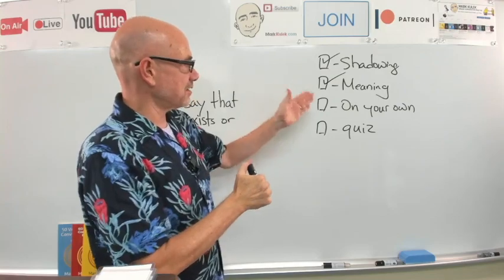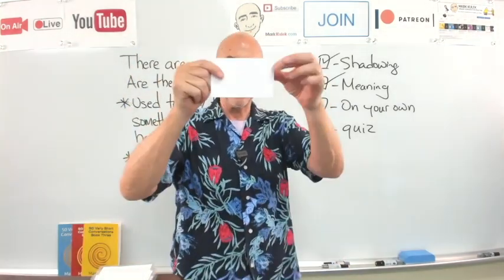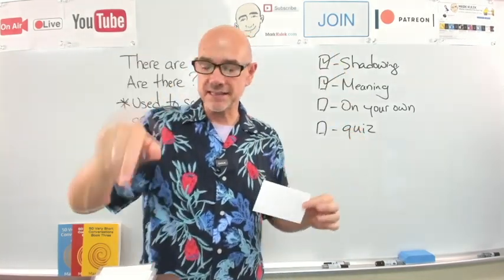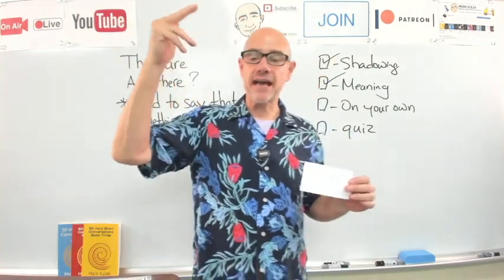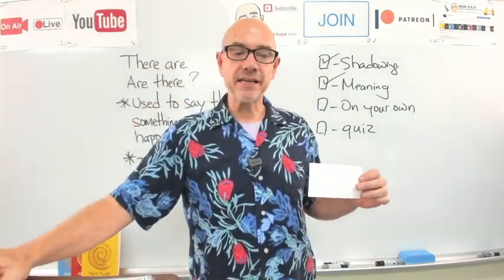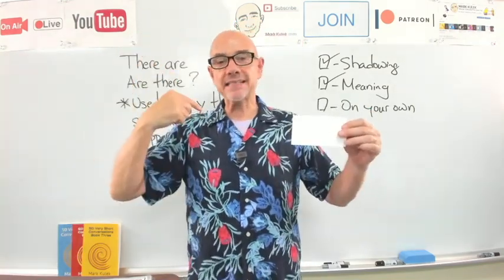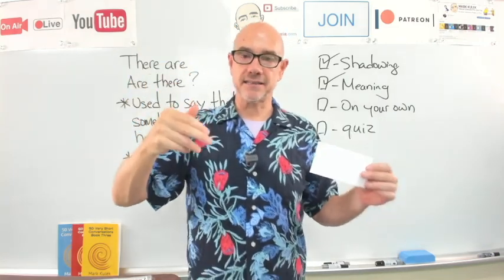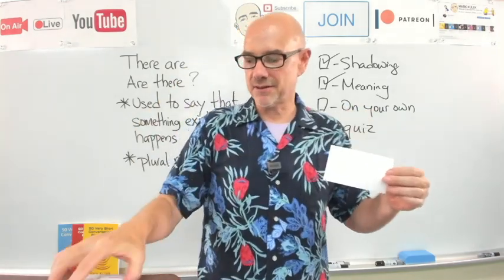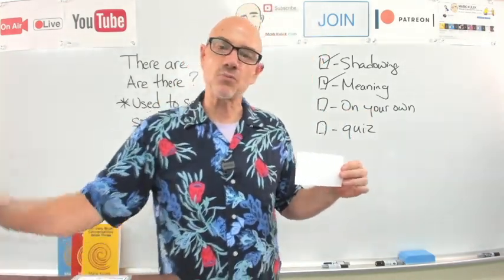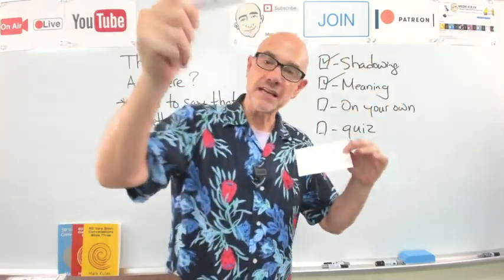Okay, now we are at step 3, on your own. What I do here, we have a card. I'm going to cover the sentence. So you have to say the sentence by only looking at the picture, but we will take turns. I will say the sentence, then you will say the sentence. When I say the sentence, we will see the sentence. When you say the sentence, when it's your turn, I'm going to cover the sentence, all right? So it's a challenge, but that's why you are here. Okay, here we go. On your own. I will go first, then you go second.